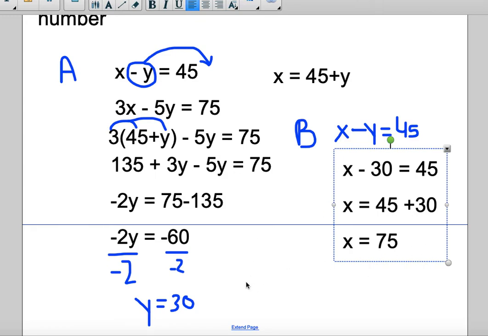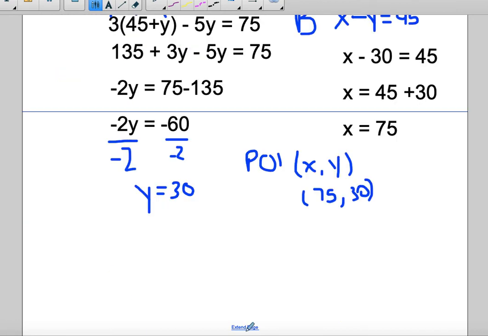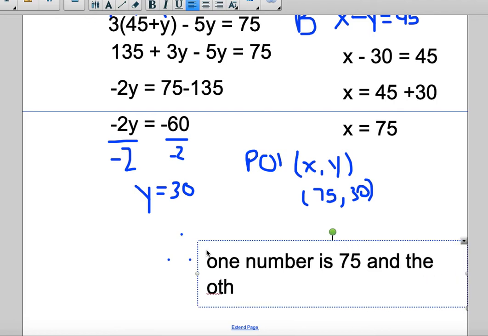So we've got our point of intersection with our x and y coordinates, where x is 75 and y is 30. So then you need your therefore statement. Therefore, one number is 75 and the other number is 30.